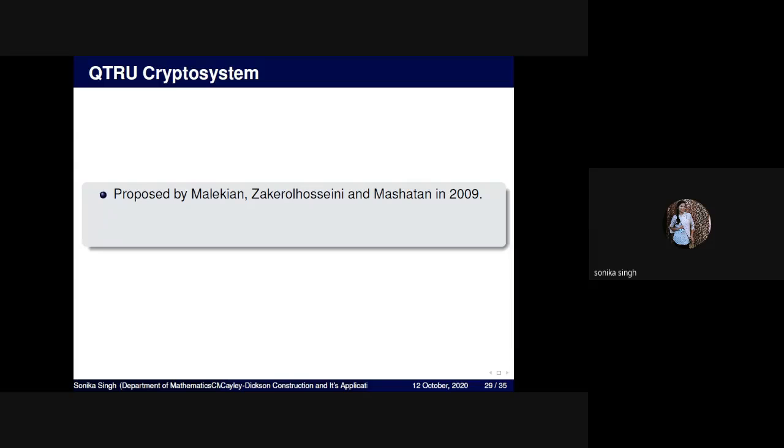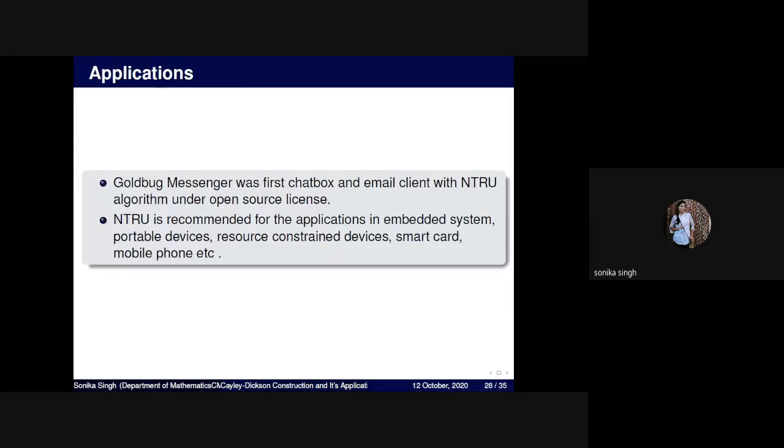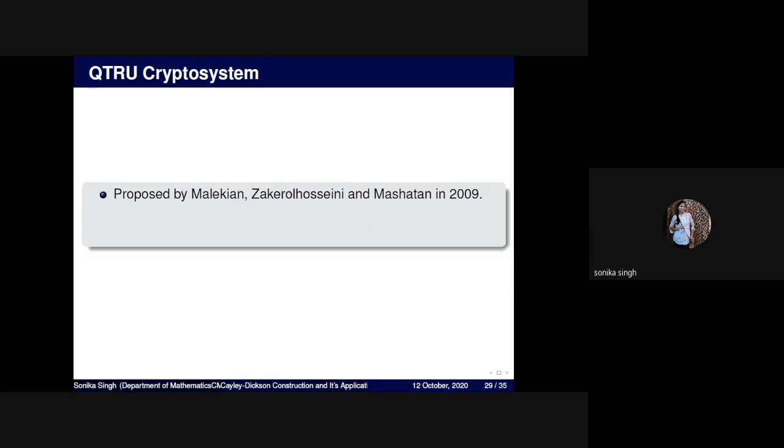So let's see. The NTRU crypto system is the one-dimensional crypto system. For a two-dimensional crypto system, we just replace Z by Gaussian integers, and we can get exactly the same type of crypto system over two dimensions. Now we will see the QTRU crypto system, which is four-dimensional.